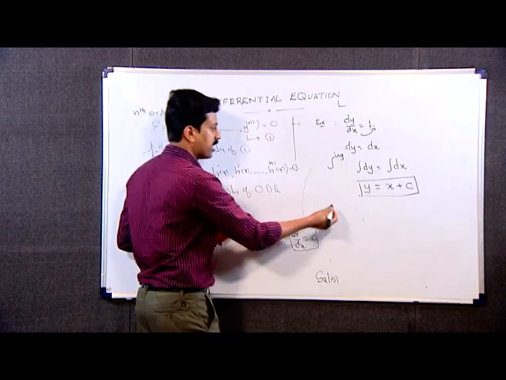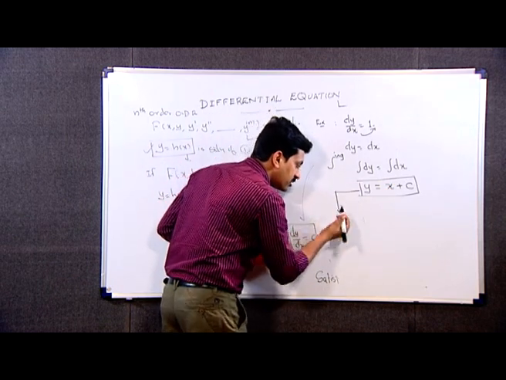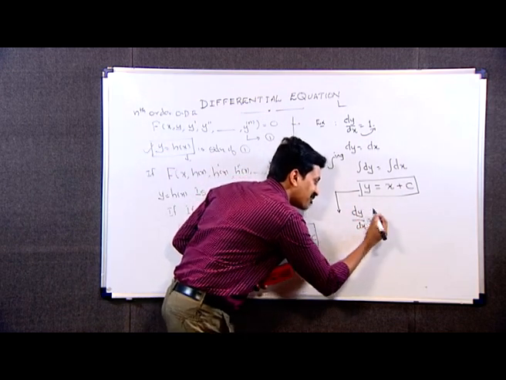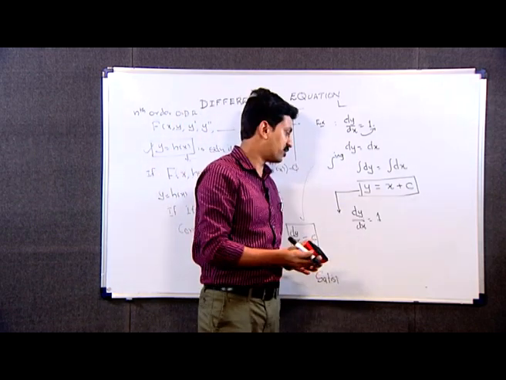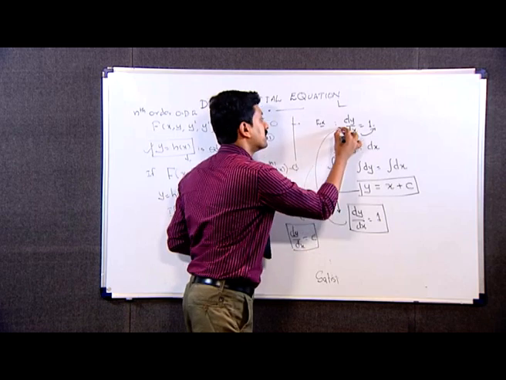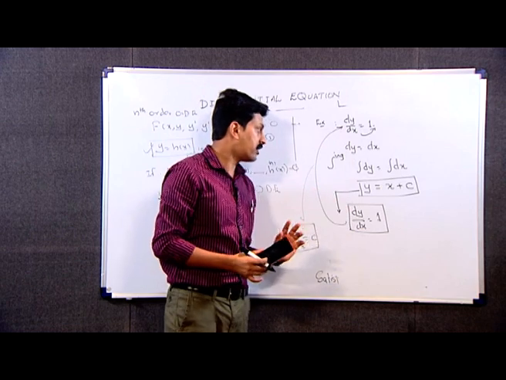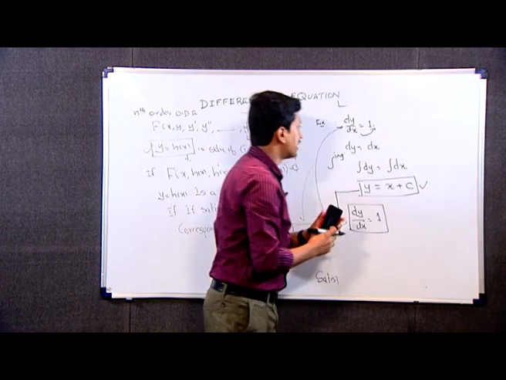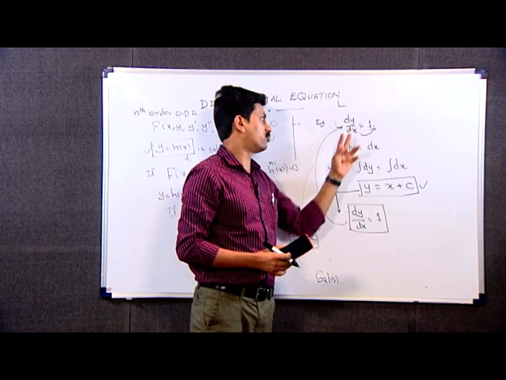You can differentiate this solution on both sides. What will happen? dy by dx equals the derivative of x, which is 1, and the derivative of c equal to 0. Therefore, dy by dx equal to 1. This is the differential equation that we started with as a question. That is why we can say that y is equal to x plus c satisfies this differential equation. Therefore, y is equal to x plus c is a solution.